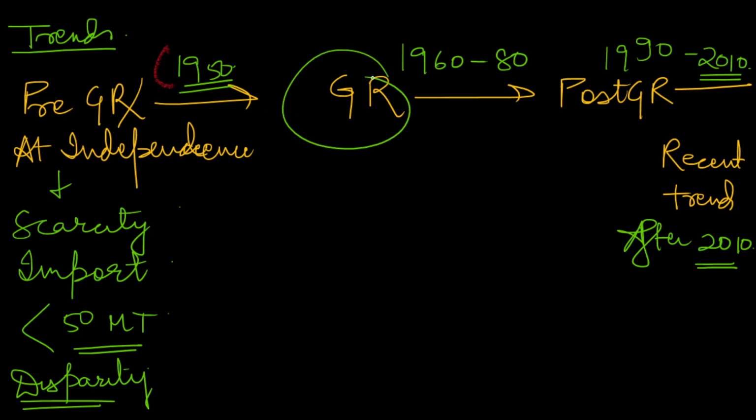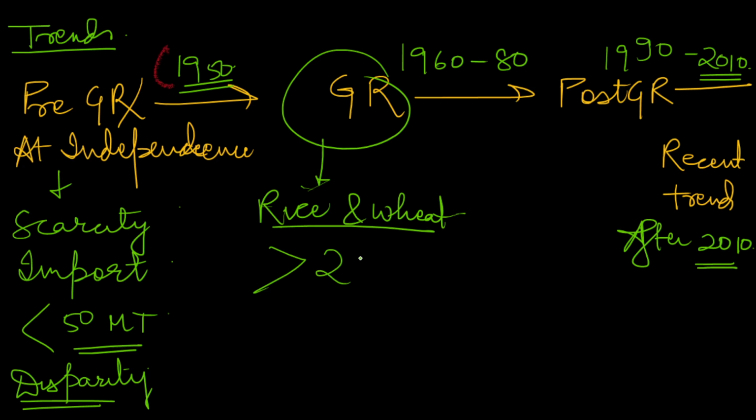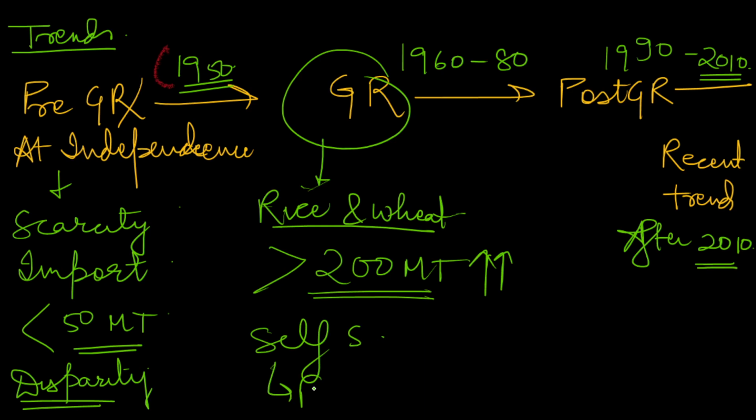Then came the green revolution phase, which changed things for India. In the green revolution phase, rice and wheat dominated, and we were able to solve the problem of hunger. The production increased hugely. It became more than 200 million tons and kept on rising from 200 to 250. We were now self-sufficient at least in food grains. Although some disparities were there, we will see that in post-green revolution.